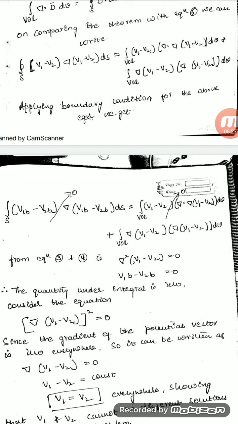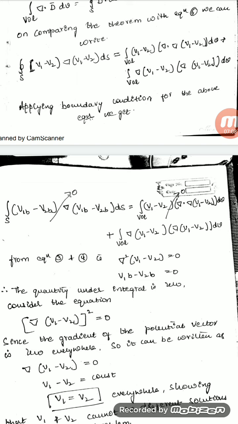The LHS first part will become 0 because of equation 4, and in the volume part, we had written del square of V1 minus V2 is 0. So del square of V1 minus V2 also will become 0. So the two parts, the LHS side and the RHS first part, will become 0. Therefore, the quantity under the integral is 0. What is left out is the integration over volume of del of V1 minus V2 into del of V1 minus V2, which is del of V1 minus V2 whole square, equated to 0.